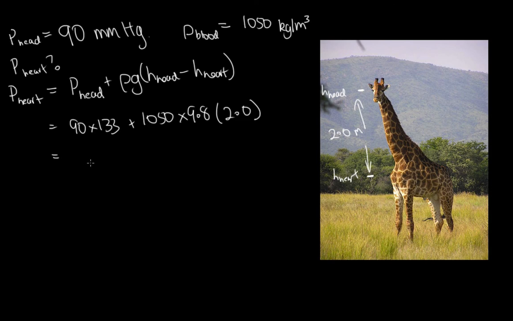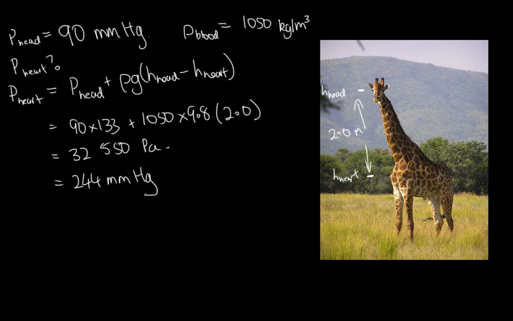And so we end up with 32,550 pascals, which let's just divide by 133 to convert it into millimeters of mercury, and we've got 244 millimeters of mercury. So this has a lot more blood pressure in its heart. So giraffes have very large hearts and very strong blood vessels to cope with this higher pressure.